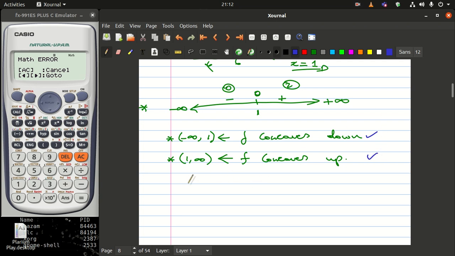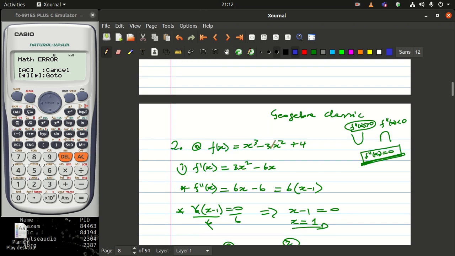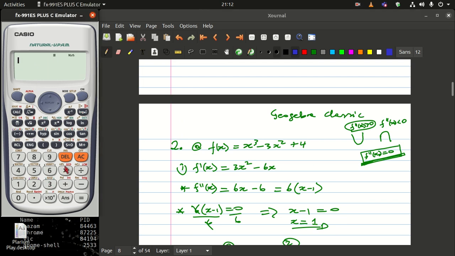Now I want us to talk more about point of inflection. So if we wanted to find the point of inflection, you must know that the x coordinate is where the second derivative is equal to 0, which is 1. So we are going to have 1 there, and then we take this 1 and we plug it in the original function. So when you're plugging it in the original function, you will end up having 1 cubed, and then after that you subtract 3 times 1 squared, and then you add 4.